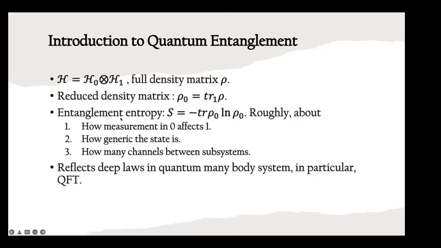If the system is very large, then the quantitative behavior of this entropy is normally related to the complexity of the system, namely how many channels there are between the subsystems. If we would like to write out the ground state wave function, it tells how many terms you need in the Schmidt decomposition. Therefore, entanglement entropy normally reflects deep quantitative laws in quantum many-body systems, and of course, including quantum field theory.